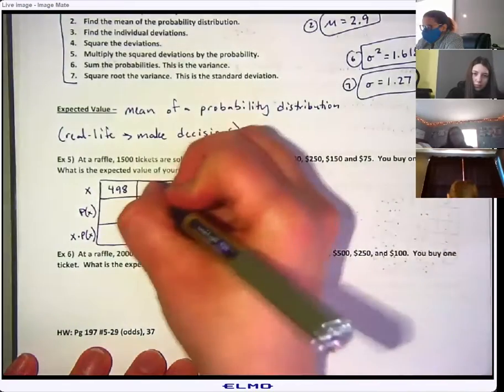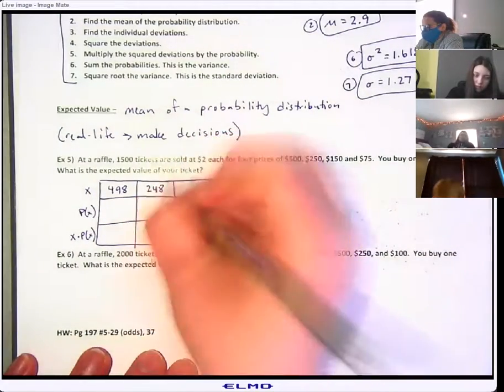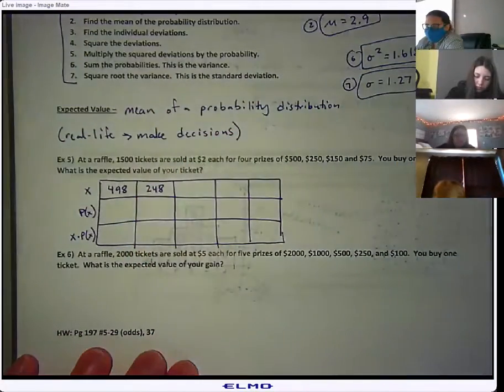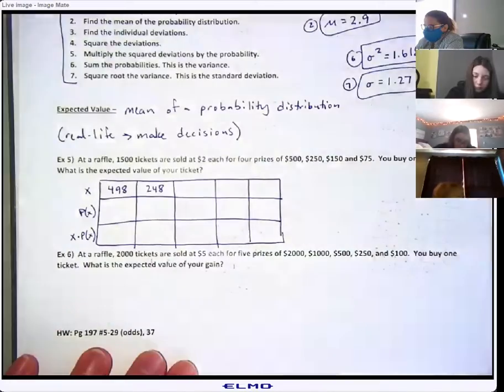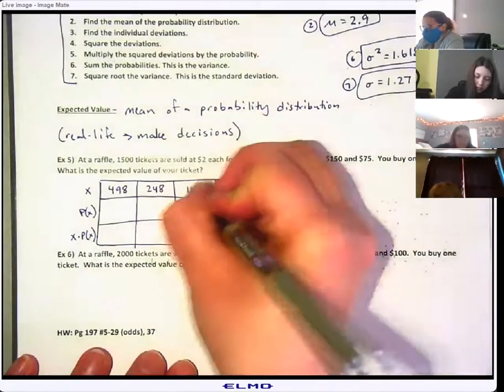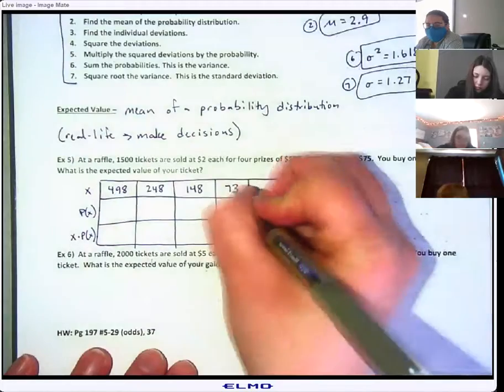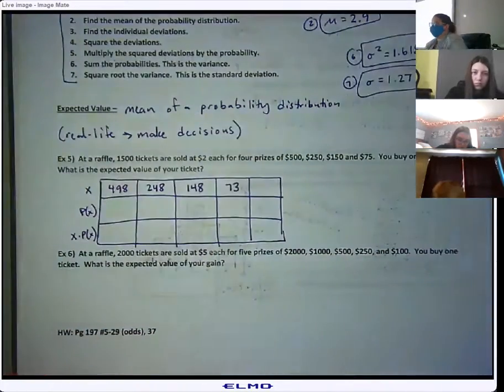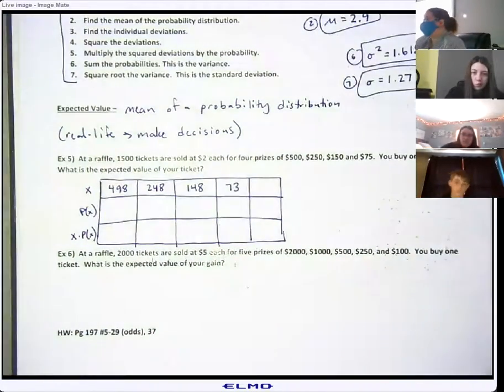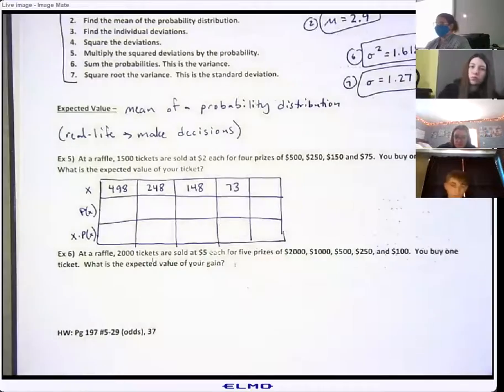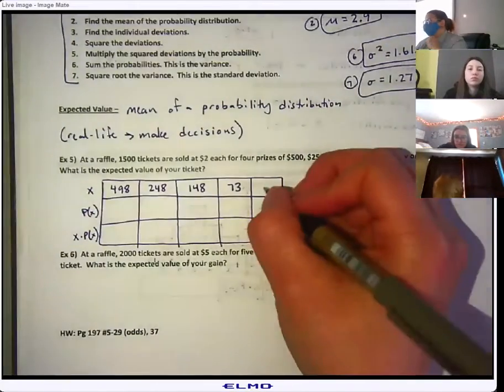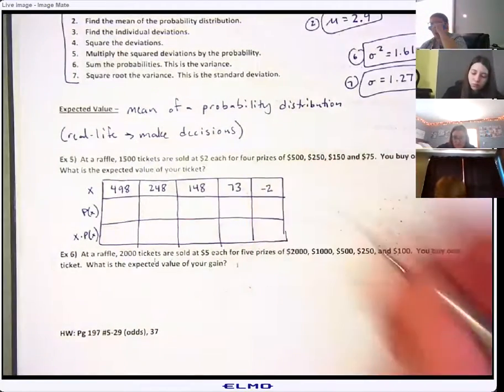240, because if you put a one in the bottom function, you get 3. Then we got 148, right? And 73. Everybody understand what's going on? But what's the most common thing that happens to you if you play a raffle? You don't win. You lose. So what would your outcome be? -2.